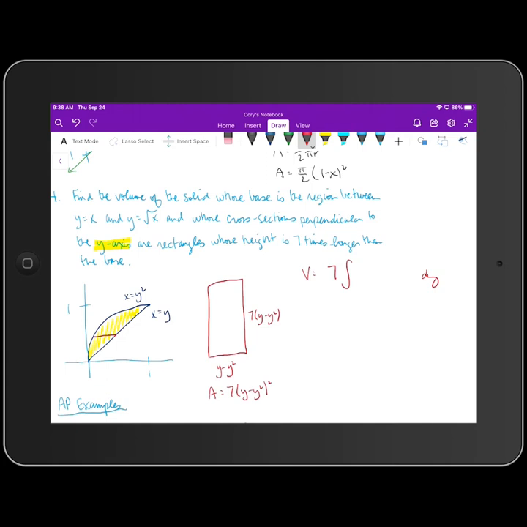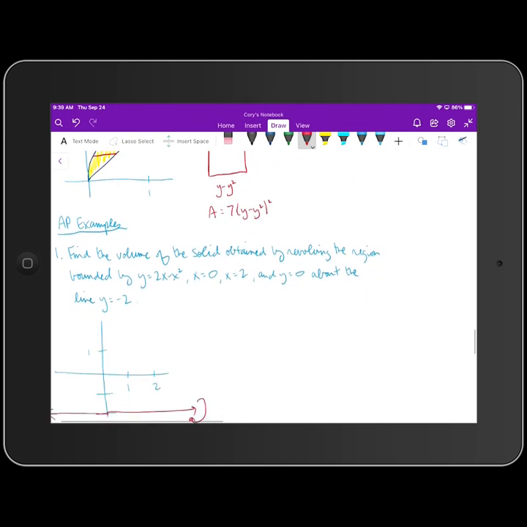Now, again, we want our limits of integration written in terms of y values. So when we look at the y values that bound that area, it starts at the y value of 0 and ends at the y value of 1. And then we are taking y minus y squared and then squaring that quantity. Okay, and that's going to give us the volume of that solid.